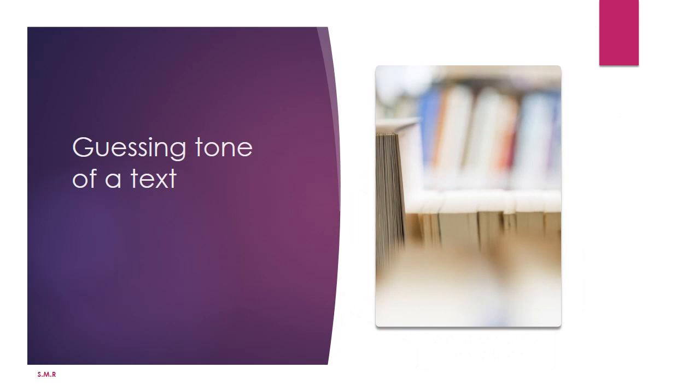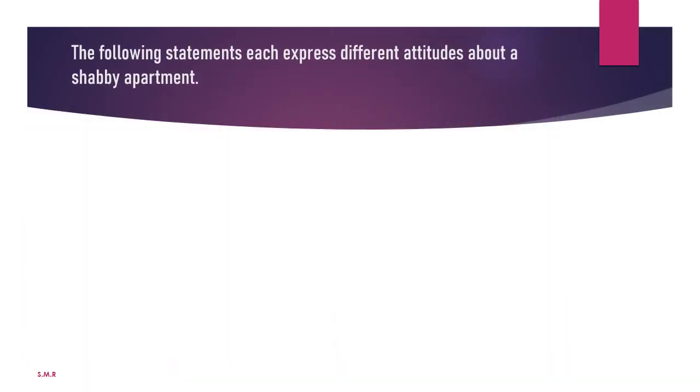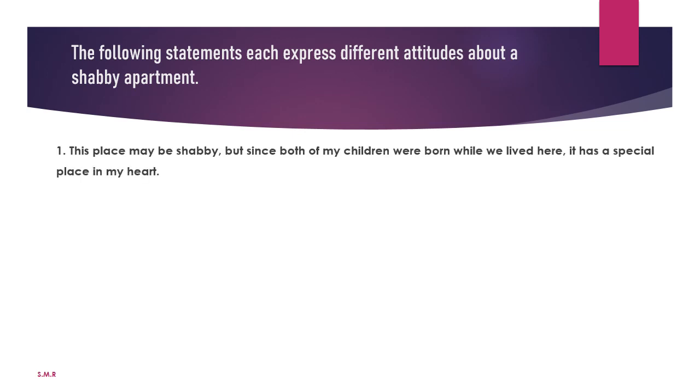Let's try to guess the tone of a text from a given paragraph. Let's begin first with the following statements, which each express different attitudes about a shabby apartment, okay? Let's have this sentence. This place may be shabby, but since both of my children were born while we lived here, it has a special place in my heart.